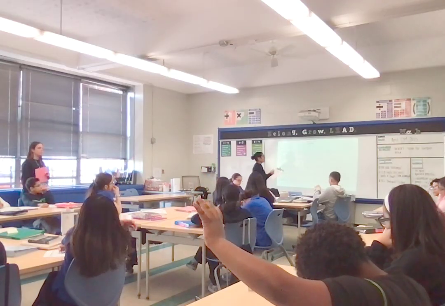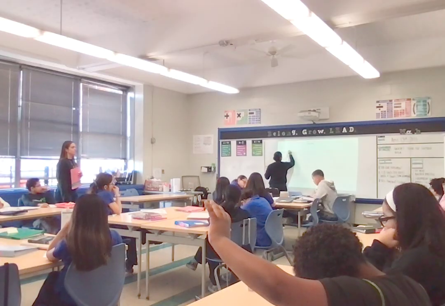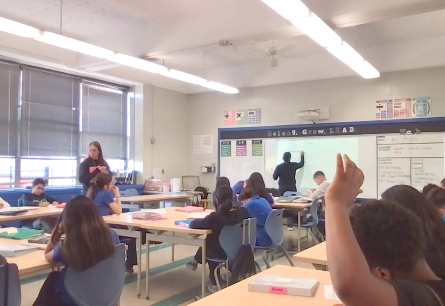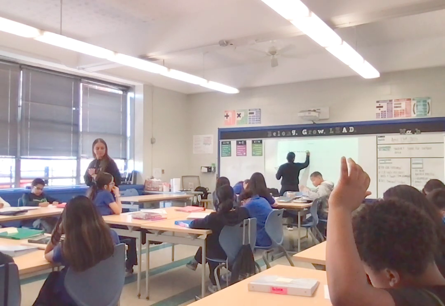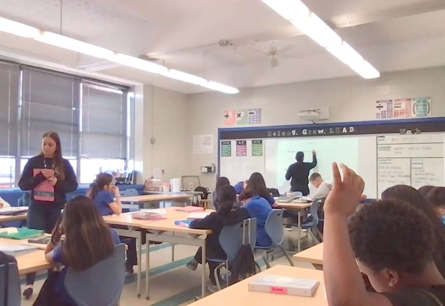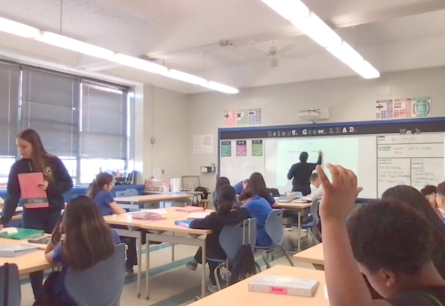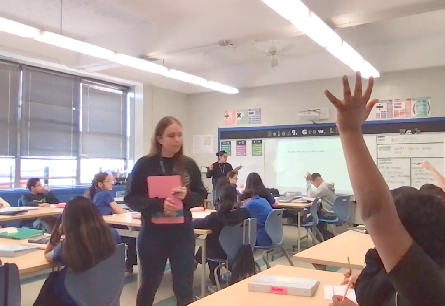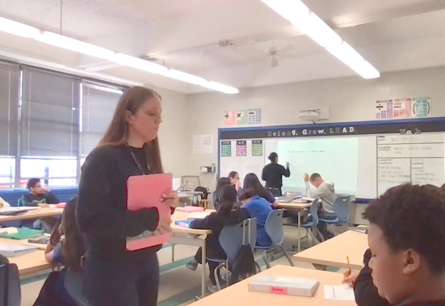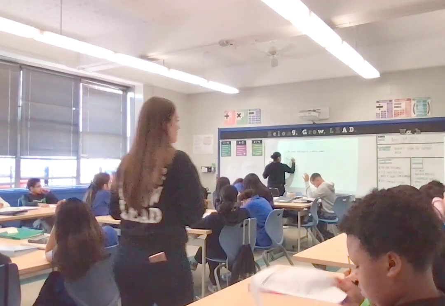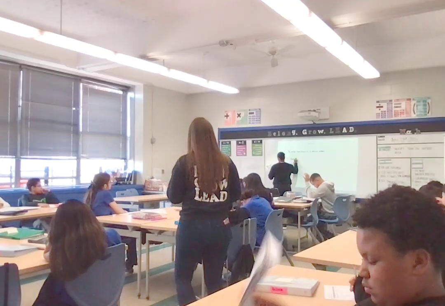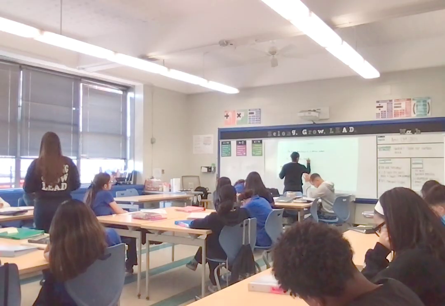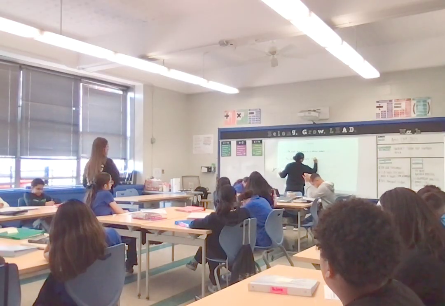Dividend. The number being divided in the division problem. Okay, good. Everybody should be writing. Okay, next one. Evan? Addend, two numbers added together. Good. So let's put the numbers added together to make a sum.